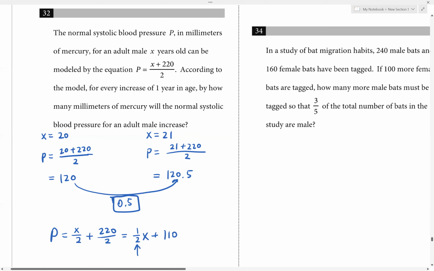The slope is the rate of change. So it tells us that as X increases by 1, how much does the Y value increase? In this case, the slope is 1/2. That means when X increases by 1, the Y value, which is P, the blood pressure in this case, should increase by 1/2. That's what the slope is. So no matter what test number we pick, it should always give us the same result. For this question, the answer is 0.5 or 1/2.